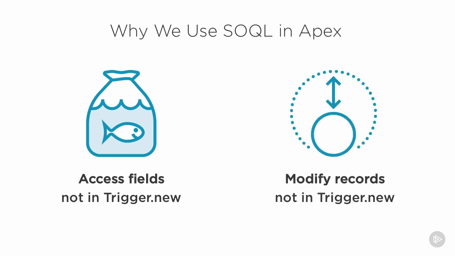Second, we use SOQL to modify records that aren't in Trigger.new. In the grand scheme of things, Trigger.new only represents 0.00001 of all the records in your org, severely limiting our Trigger's world of possibilities. SOQL will unlock for us the rest of our org's records.